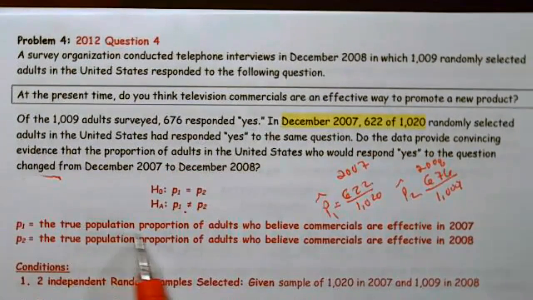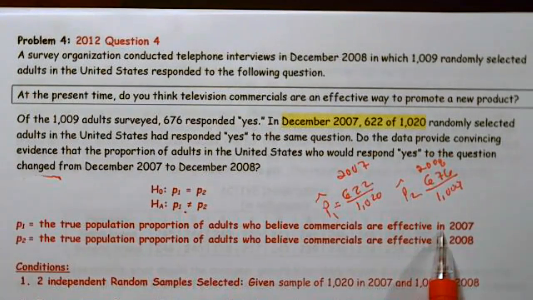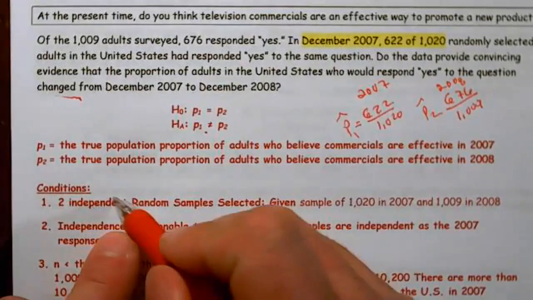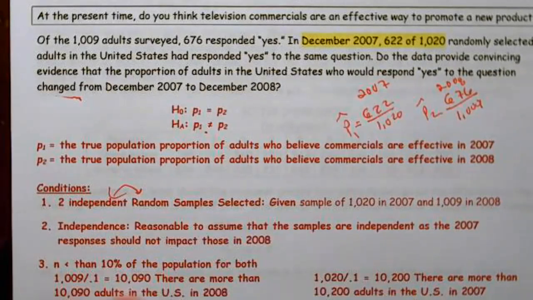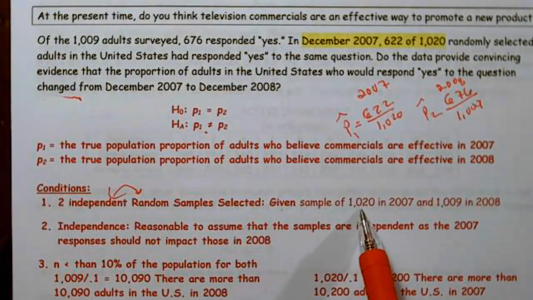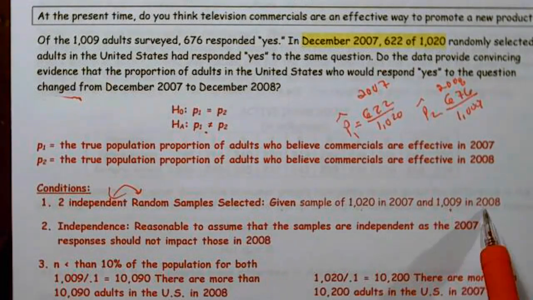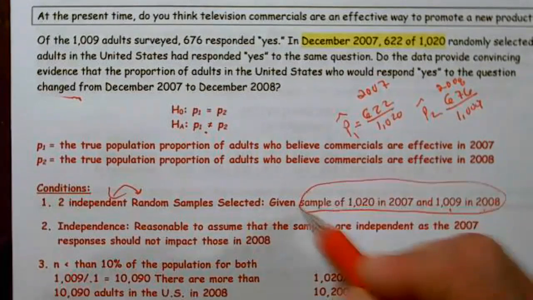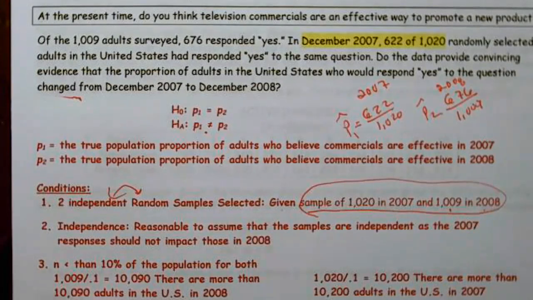I must define them. P1 is the true population proportion of adults who believe commercials are effective in 2007, versus the same thing, but in 2008. Conditions. I have two independent random samples. Please notice I combined independent and random together here. And they're given 1,020 in 2007 and then a sample of 1,009 in 2008. Technically, you do not need to include that, but it is good information.